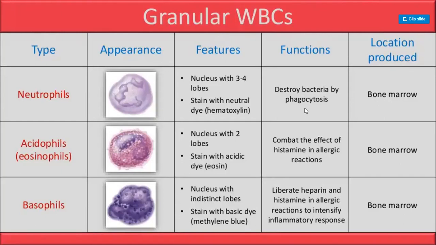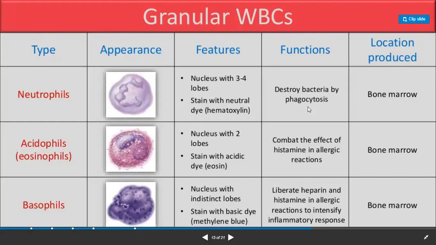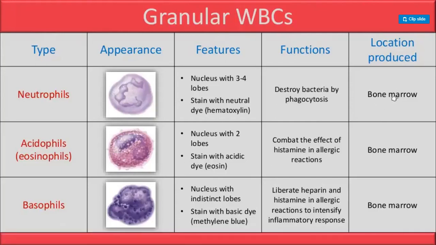So without neutrophils, we would all probably die from bacterial infections. Every single day we are exposed to bacteria, but thank God we have neutrophils, and neutrophils are able to destroy those bacteria, even without us knowing that our neutrophils are fighting for us and protecting us. So the function of neutrophils is to destroy bacteria by phagocytosis. We'll look at the whole process of phagocytosis later. Now, they are produced, as we said, in the bone marrow, okay?